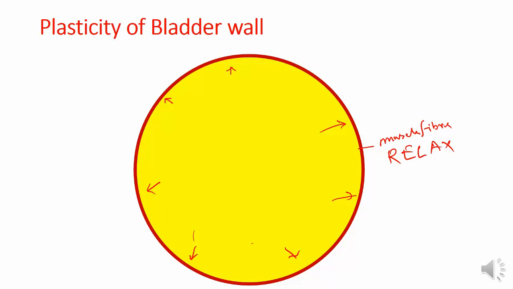So the main reason behind the constant or almost constant level of pressure is this plasticity of the bladder wall.